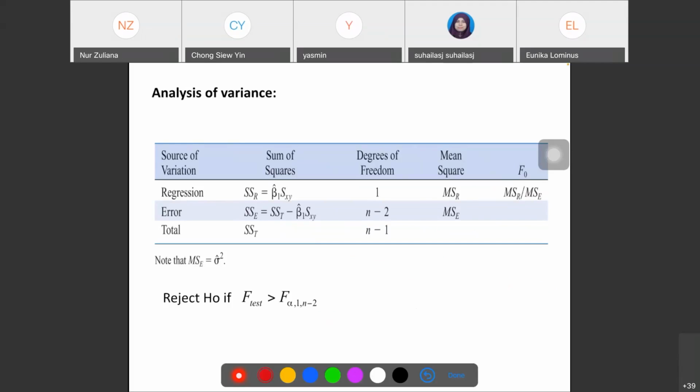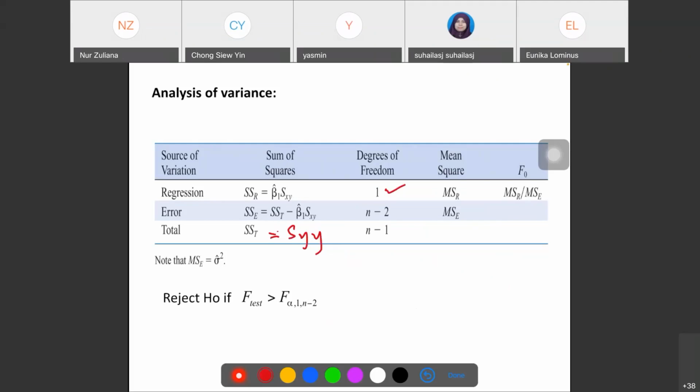Okay, regression, your sum square regression, beta head SSY. Error, so that means SST minus beta head SSY, total SST, which is your S. Here is your S. Okay, degree of freedom for regression is 1. Okay, and then you have error is n minus 2, your total is n minus 1. So that means you have to memorize.